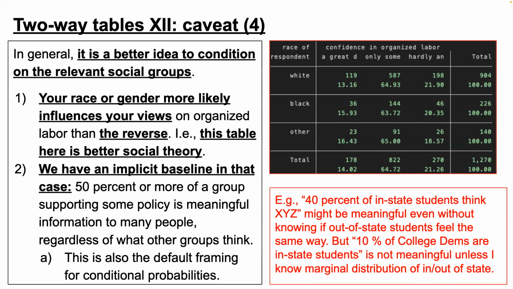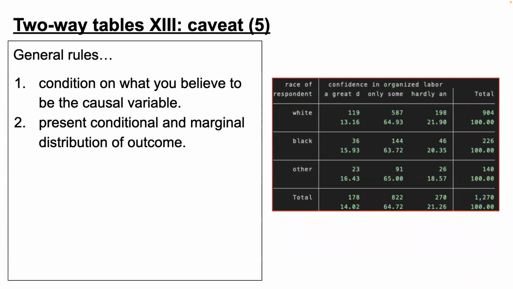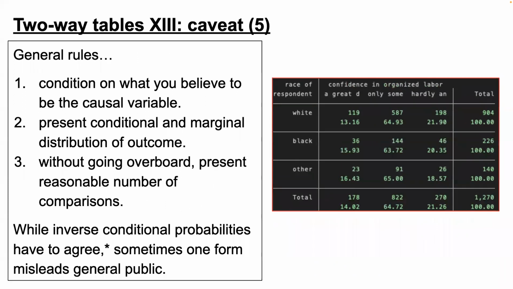And here, presumably, we would think that race causes opinions on organized labor, or at least predicts it. And so that's why we want to calculate percentages that way. And that's all the stuff I said here. In general, if you are not sure how to interpret a two-way table, you must compare the distribution.